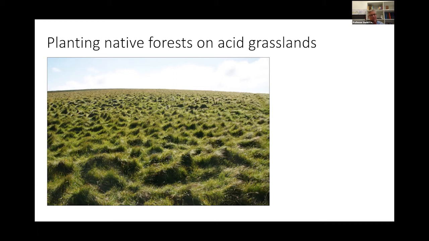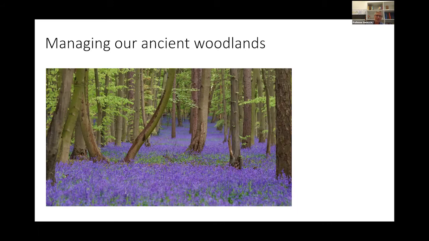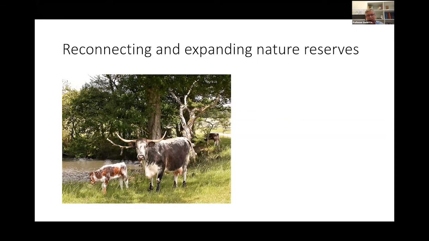Managing our native woodlands, we all love these, we want to keep these. There's 35,000 of them spread across the UK, almost all tiny. The thing about these is actually to manage them for biodiversity, we want to harvest trees and keep the canopy open. That's the best thing for biodiversity. So they're very good at storing carbon, but they're not going to be good at storing extra carbon in the future. And the last idea is to reconnect and expand nature reserves.